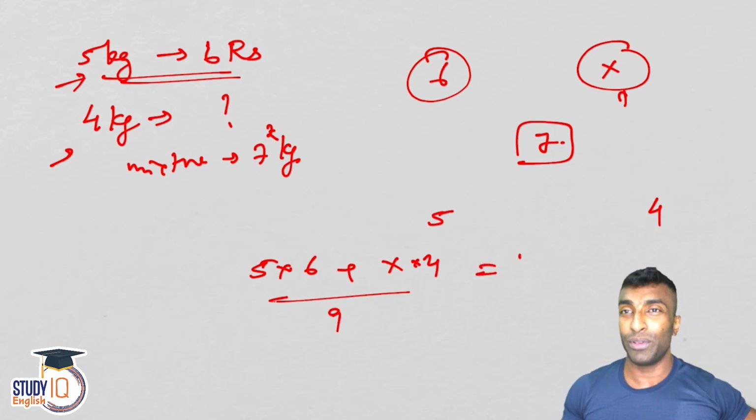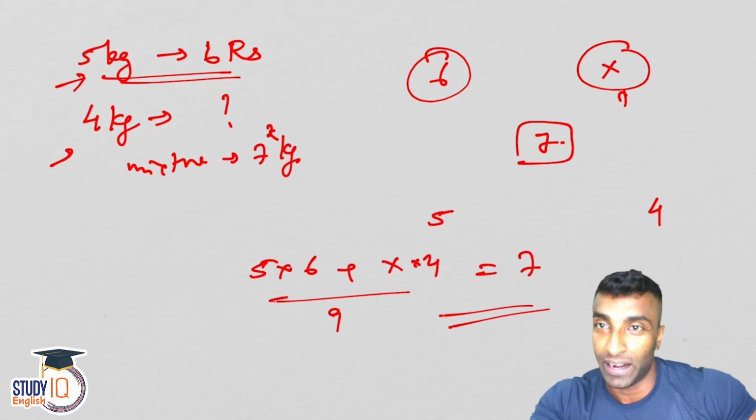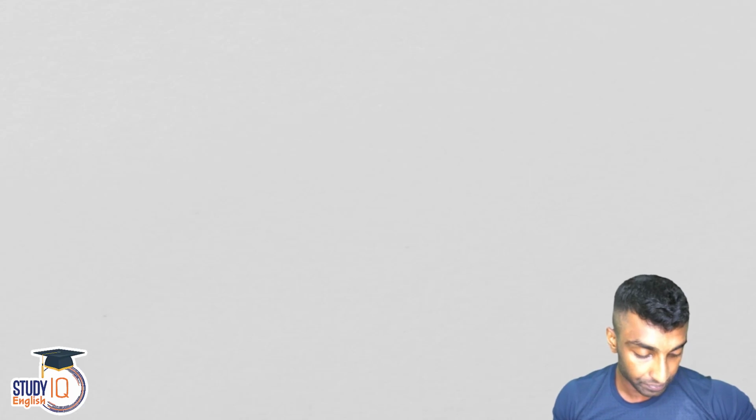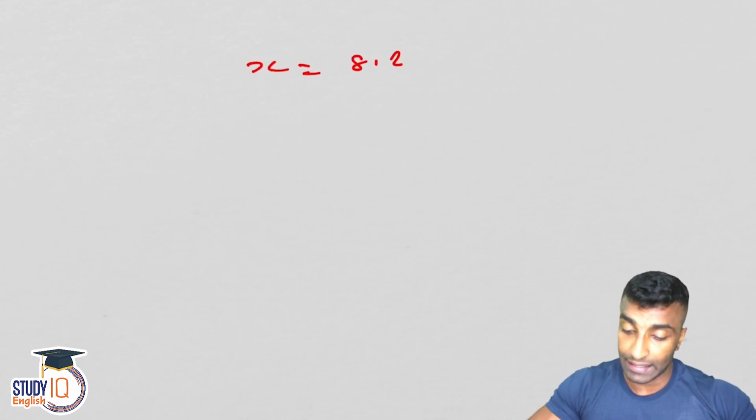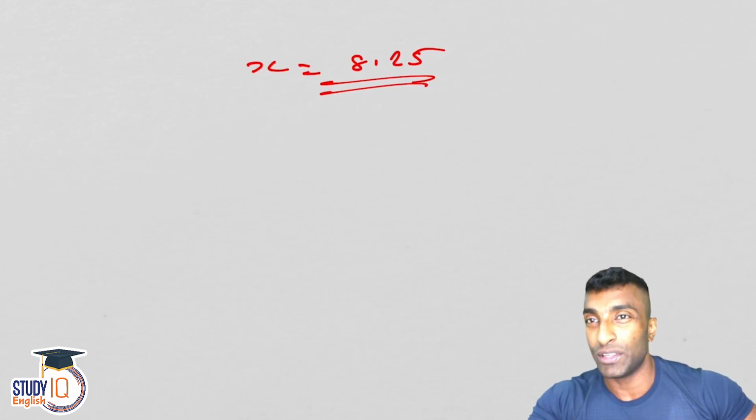So which is equal to 7, you can equate it and easily find it out. This is something which can be easily done, there is absolutely no problem. Any question related to mixtures and alligation, you can solve in this way. And you will get that x is equal to 8.25 as the answer. Something which you can do easily.